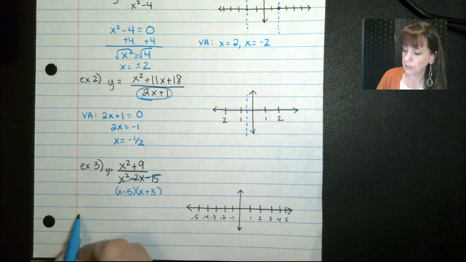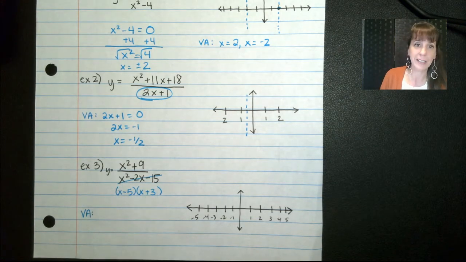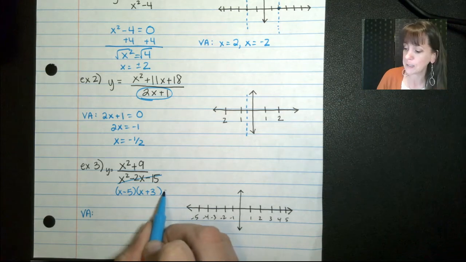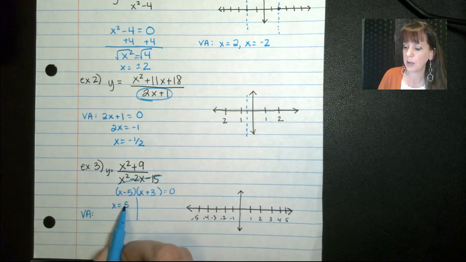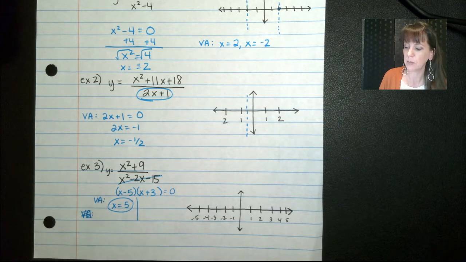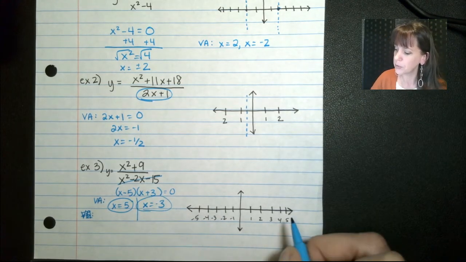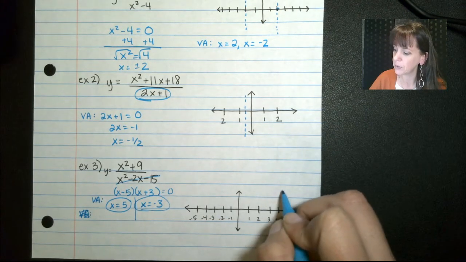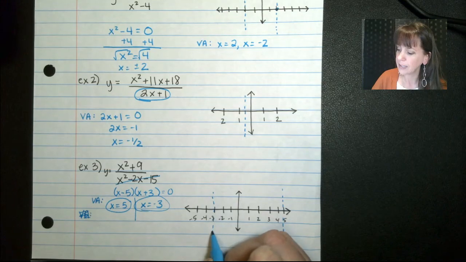We can just do our vertical asymptote. Now, again, we set the denominator equal to 0, and conveniently, I've already factored it for us. So if I set it equal to 0 and use my zero product property, x minus 5 equals 0, which means x equals positive 5. Vertical asymptotes: x equals 5, x equals negative 3. So I go over here to positive 5 and I draw my line like this, and I go over here to negative 3 and I draw my line like this.